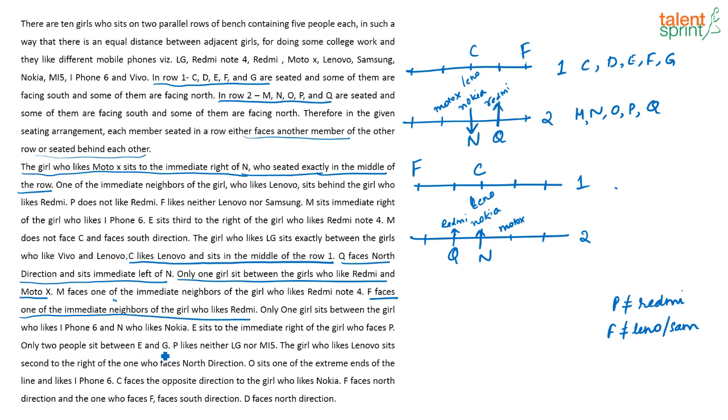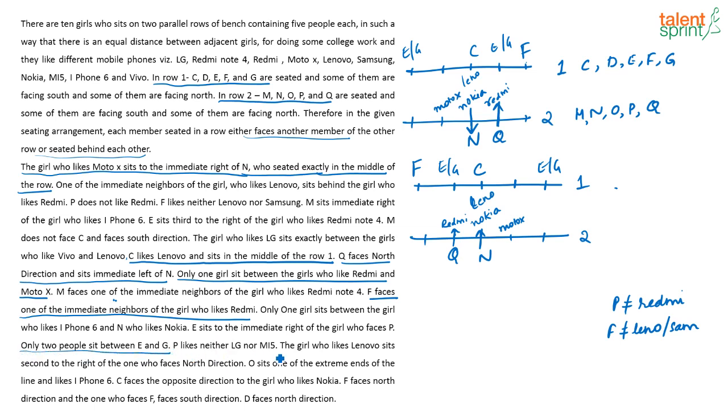Only two people sit between E and G. So where will E and G be? Only two people sit between E and G, means here has to be E and G. See, in this case, E and G has to come here, correct? Two people means E, G. Now I don't know which is E, which is G. If this is the case, E, G, because two people are sitting between E and G. E sits to the immediate right of the girl who faces P. I've just used this alone.